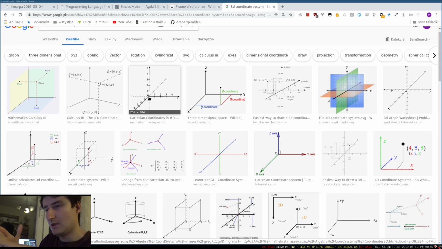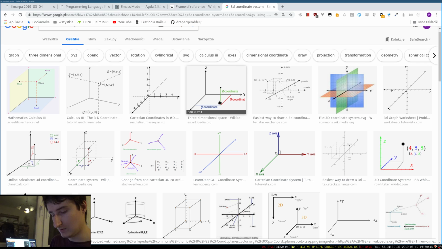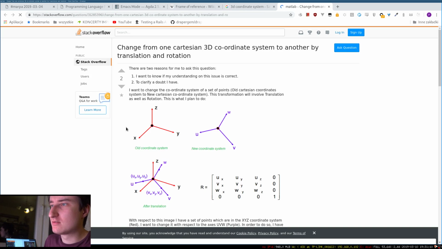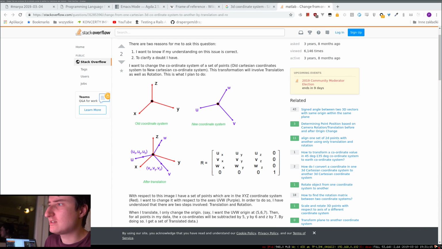Basically, we would, let's say, move this over here, or just like this here is done, we could move this point by y here and x here and rotate it. Also rotation in 3D. Oh good. Change from one Cartesian 3D coordinate system, change from one coordinate system in translation and rotation. Exactly.